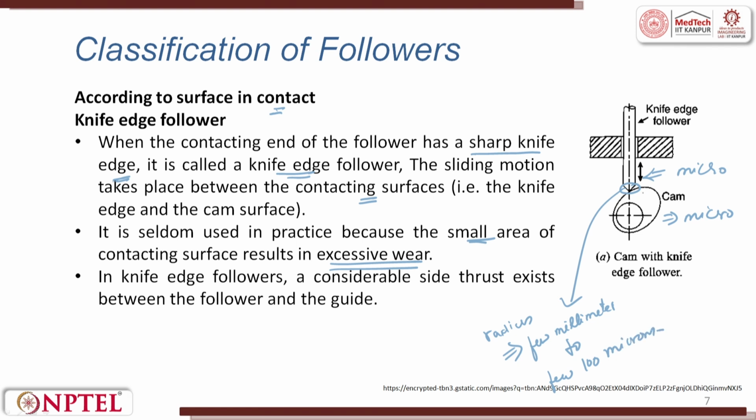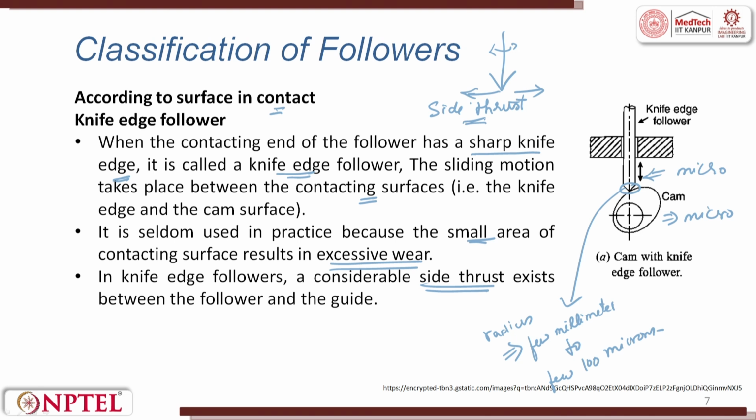Okay, wherever you have a precise contact, knife, if you want an analogy, it is almost like a pen tip, a nib. In the knife edge follower, considerable side thrust exists. So, this is thrust, this is side thrust. That means it can oscillate: you press it, it can move left and right. So, it is called side thrust.